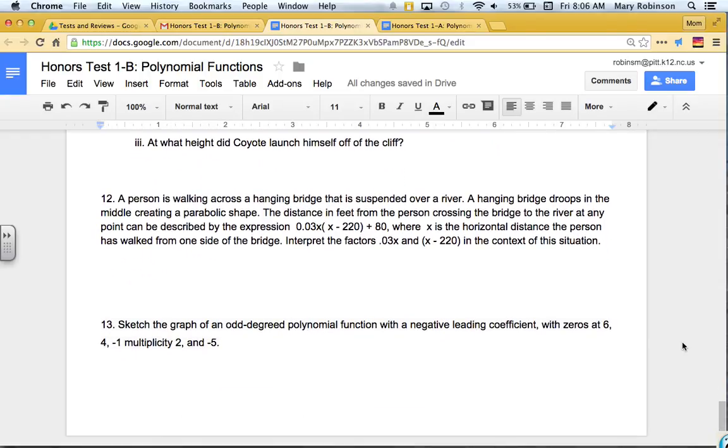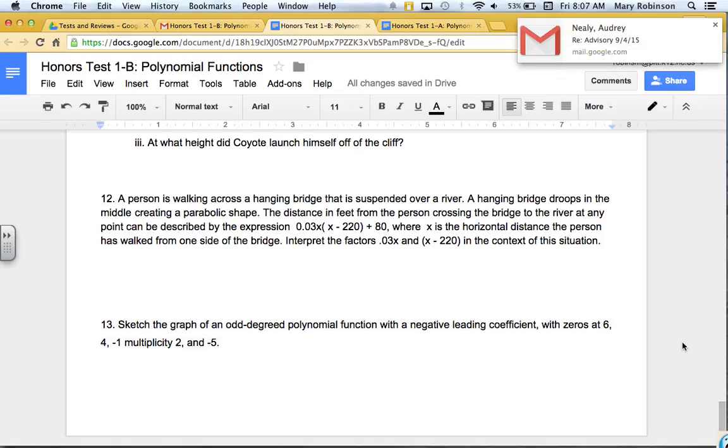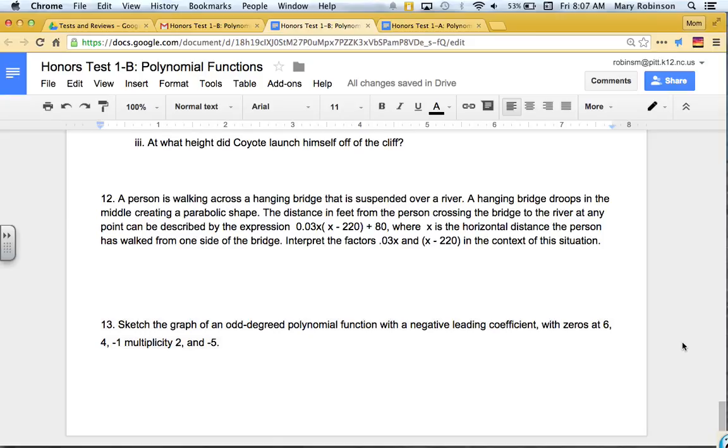Number 12. A person is walking across a hanging bridge that is suspended over a river. A hanging bridge droops in the middle, creating a parabolic shape. The distance in feet from the person crossing the bridge to the river at any point can be described by the expression 0.03x times x minus 220 plus 80, where x is the horizontal distance the person has walked from one side of the bridge. Interpret the factors 0.03x and the quantity x minus 220 in the context of this situation.